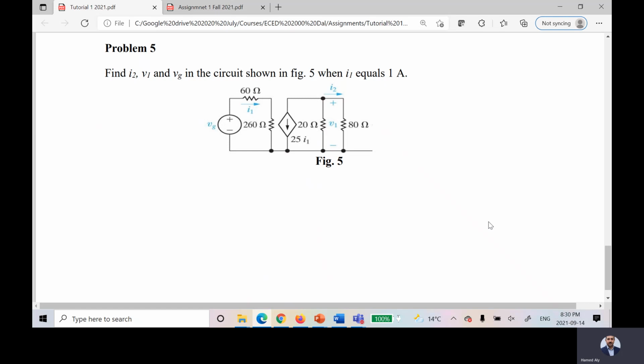Also, what I would like to mention for the lab and the assignment, I prefer that you submit the lab and the assignment on Brightspace. I don't prefer handwritten papers. Why?